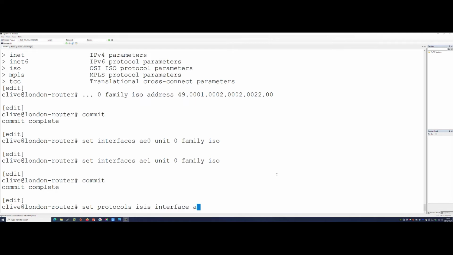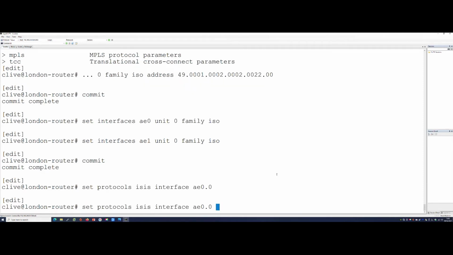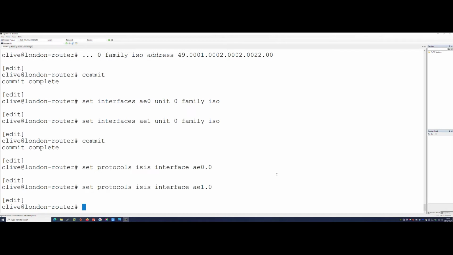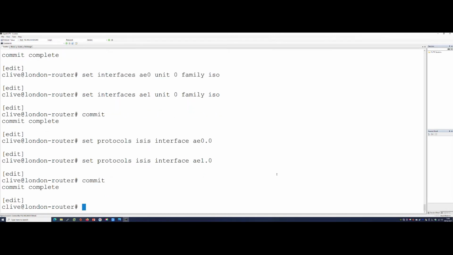Interface AE0, and we have to put the .0. And AE1.0. And we can commit that. Okay, now there's a couple of other points that we're going to look at first.